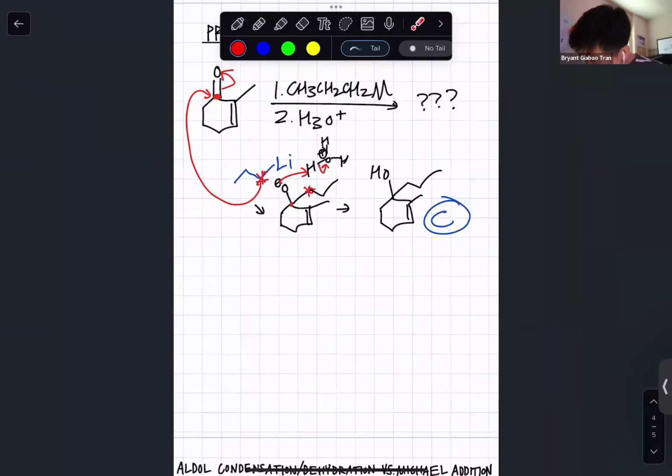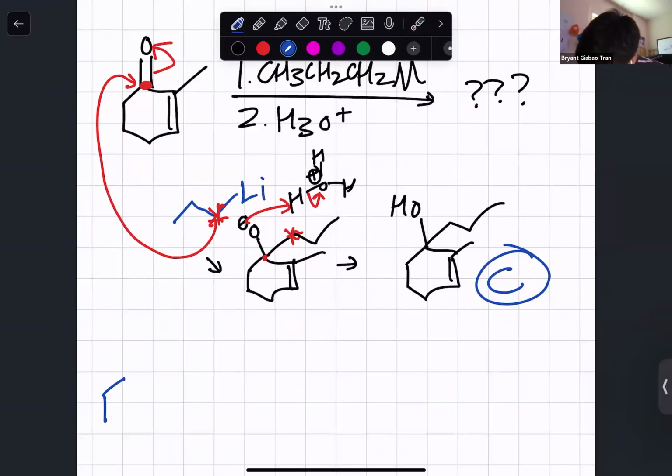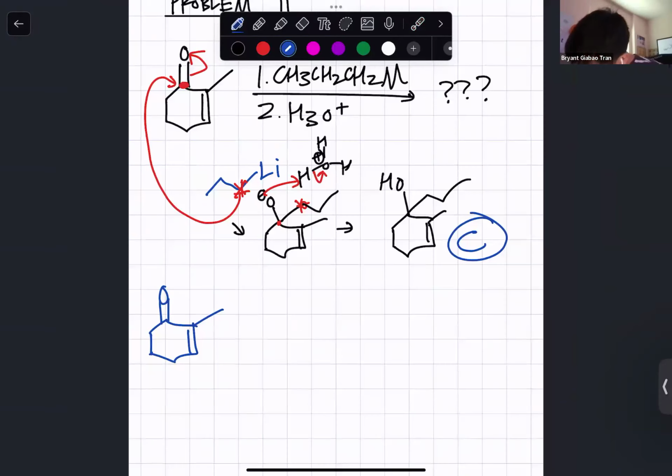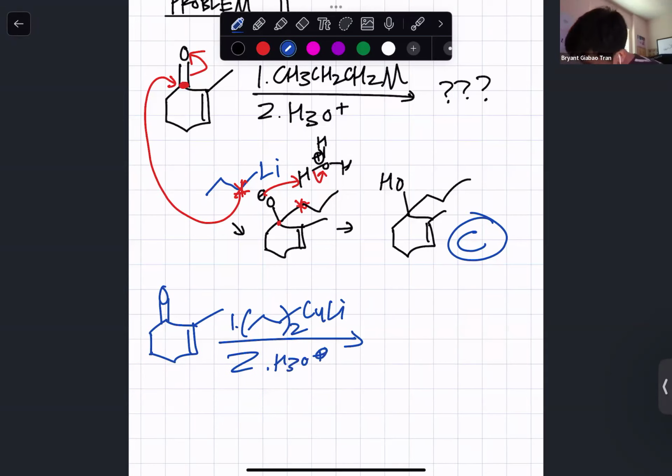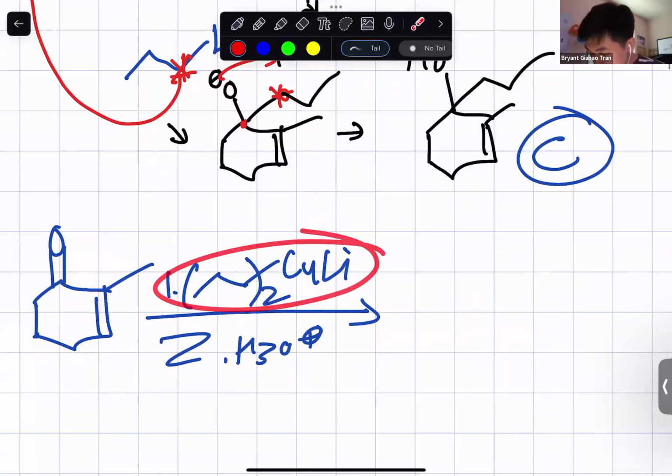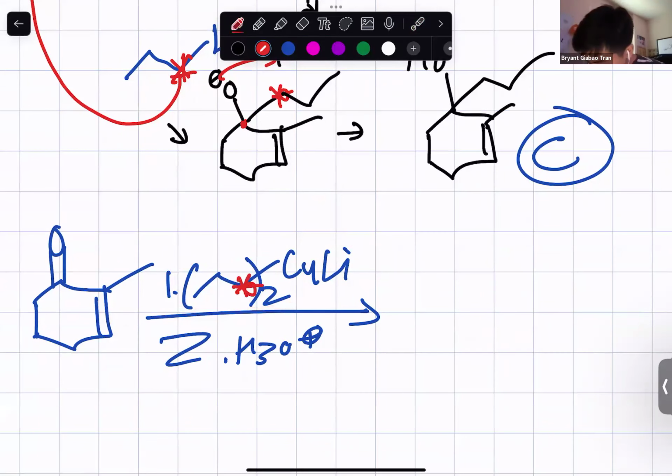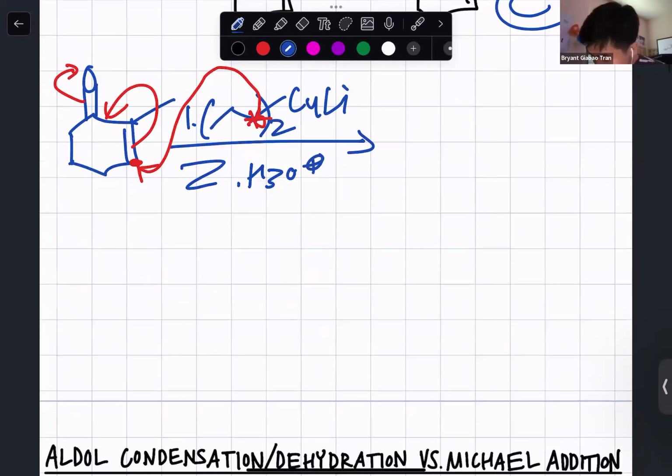So if we have this molecule here, the enone, reacting with CH3CH2, CH3CH2, to copper lithium. This is a soft nucleophile, right? This Gilman reagent here. And we said soft nucleophiles will attack the beta carbon, right? So we're going to attack the beta carbon, shift the double bond over, and pop that double bond onto the oxygen like that to give us this intermediate here.